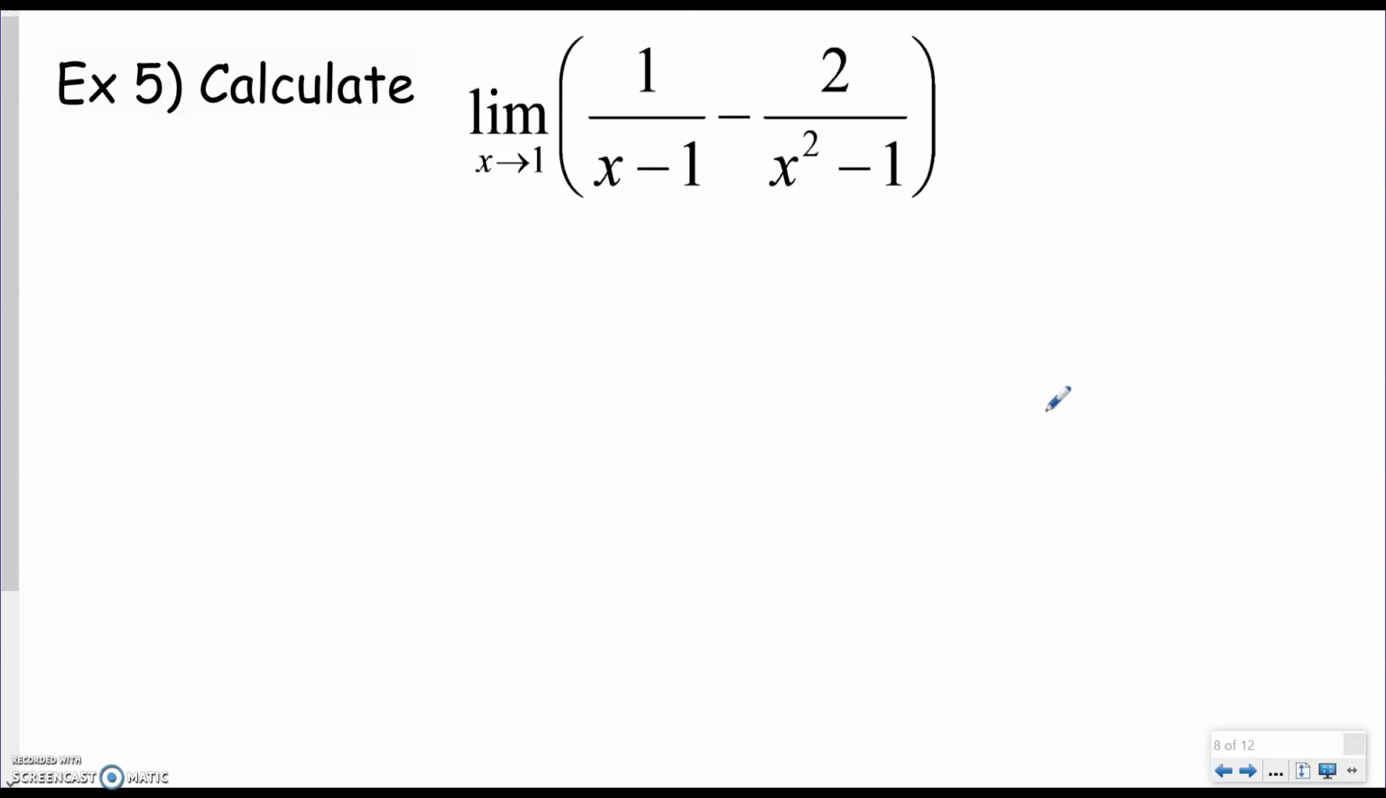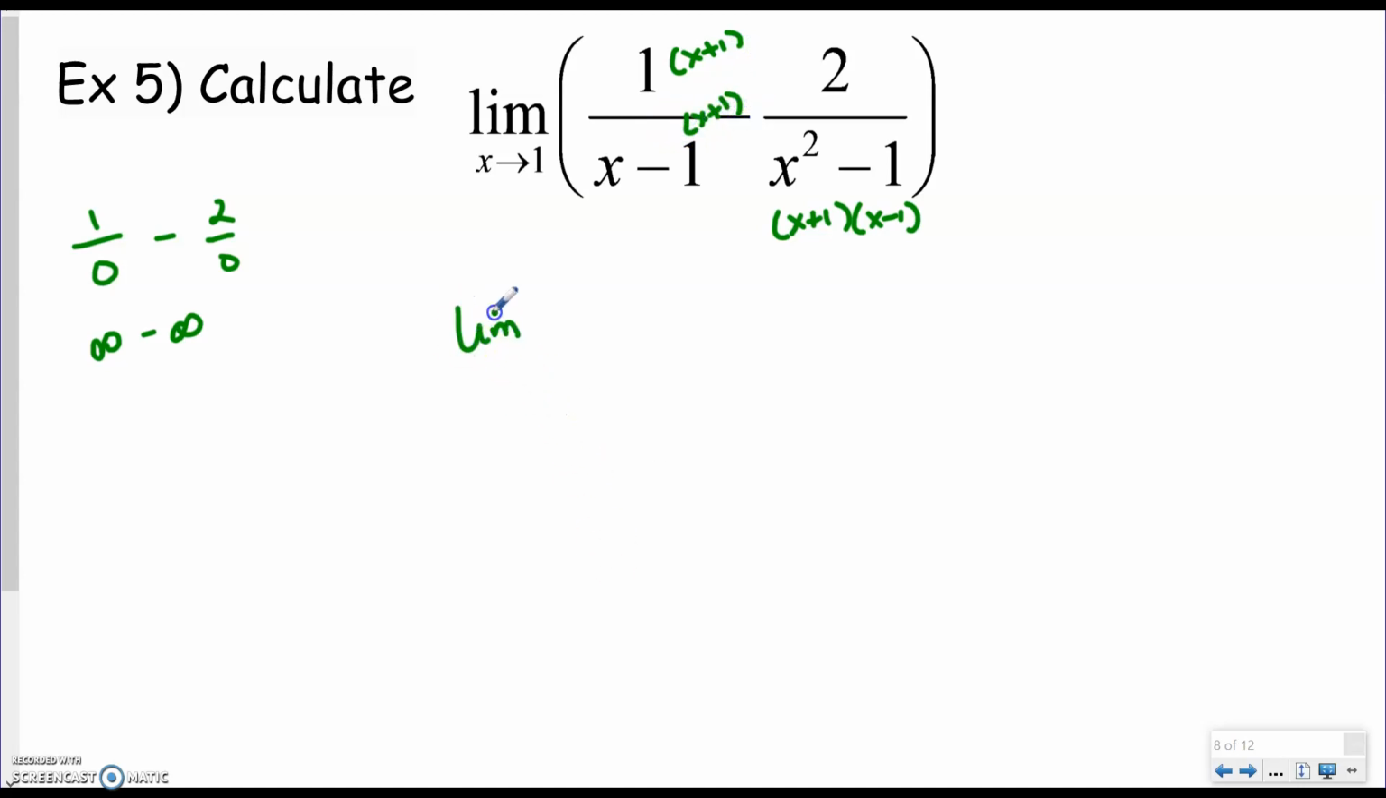Next one, we are going to simplify by combining those fractions together because when I substitute, I get 1 over 0 minus 2 over 0, which is infinity minus infinity. So 1 over 0 minus 2 over 0 is the same as saying this. So what I'm going to do is factor this, x plus 1 times x minus 1. And then I learned that I need to multiply that first fraction by x plus 1 over x plus 1.